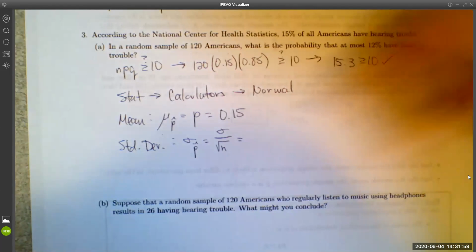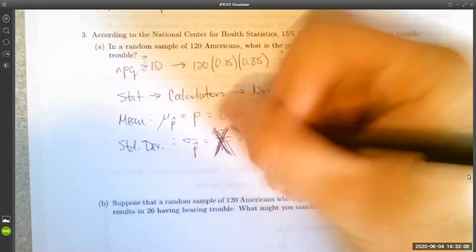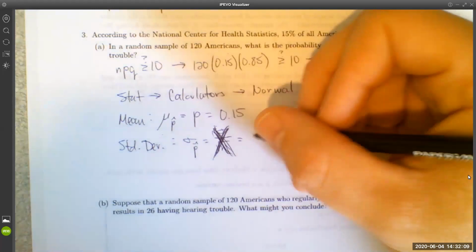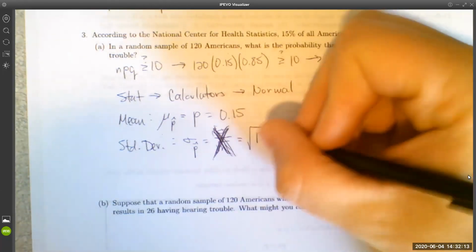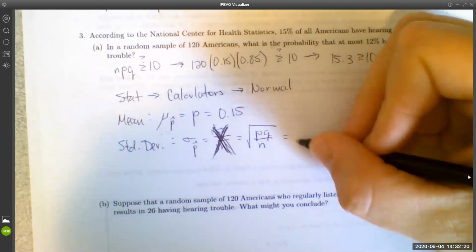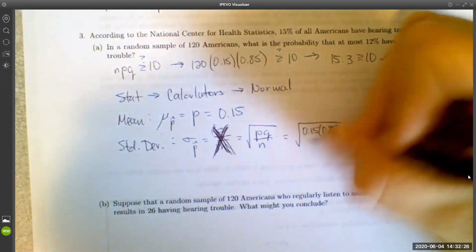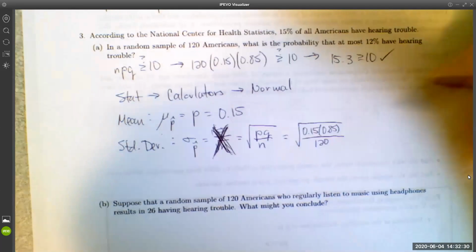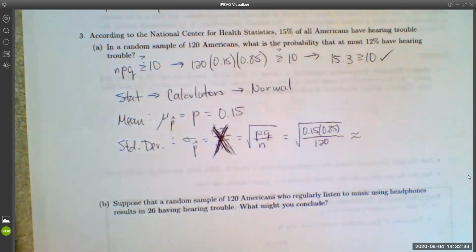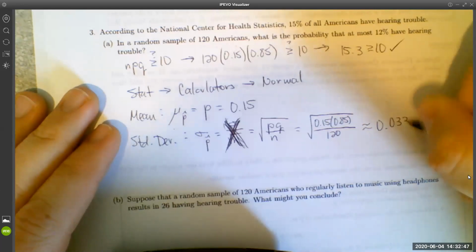Sorry, look at me making a huge mistake. No, that's the wrong formula, right? For sigma sub p hat, we want to do the square root of p times q divided by n. My apologies. Yeah, square root of p times q divided by n. So this is going to be the square root of 0.15 times 0.85 divided by 120. Let's see. That's equal to 0.033 approximately.